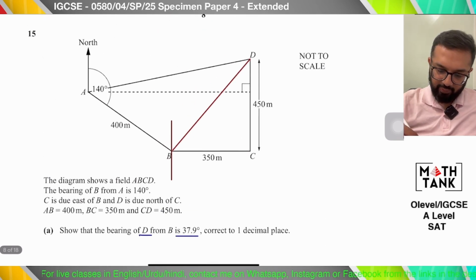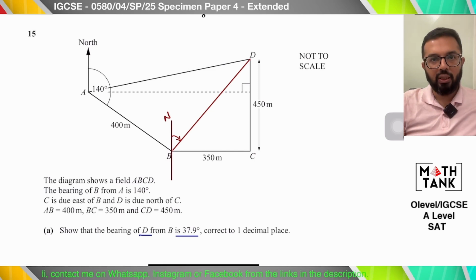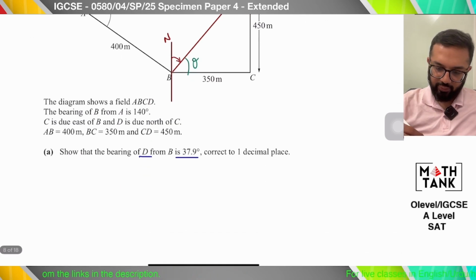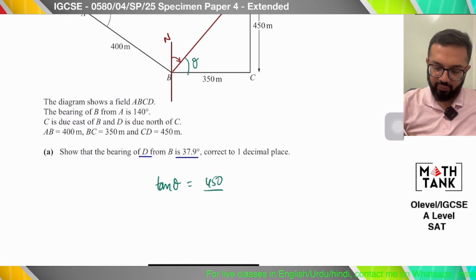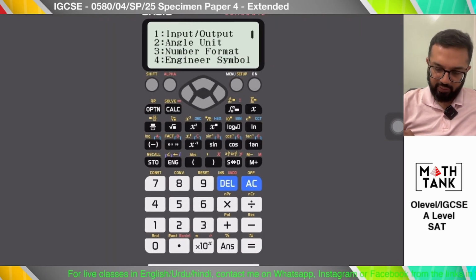Okay, so I am looking for this angle. When it says from, I need to draw north on that from. What I basically need is this angle. This angle is simple. I can just do tan theta equals 450 over 350. The calculator needs to be in degrees. I think mine is set up in radians.